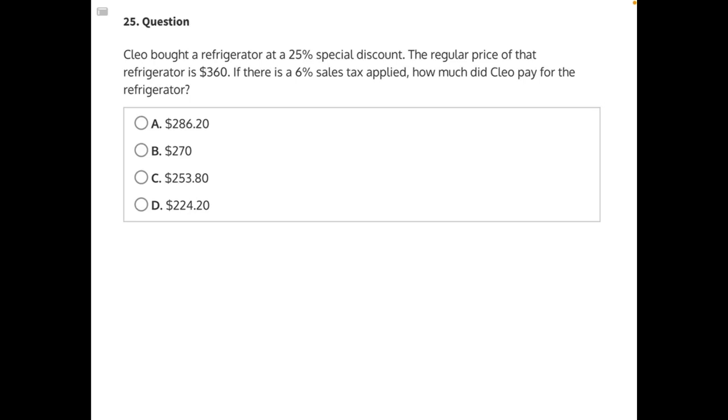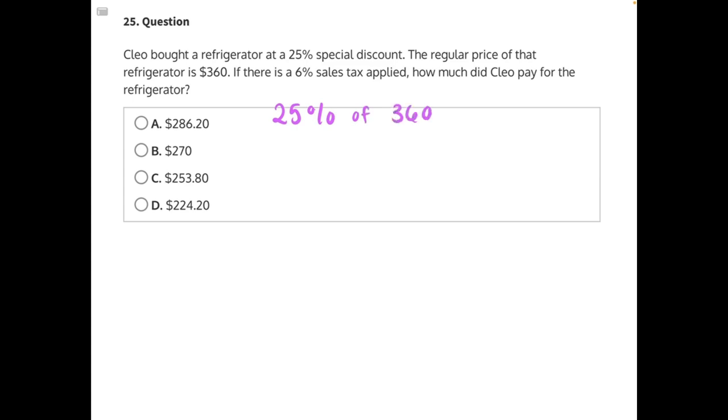Cleo bought a refrigerator at a 25% special discount. The regular price of that refrigerator is $360. If there is a 6% sales tax applied, how much did Cleo pay for the refrigerator? Let's start by figuring out what is 25% of 360, the regular price.